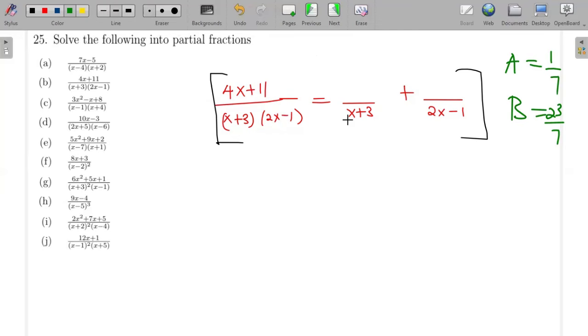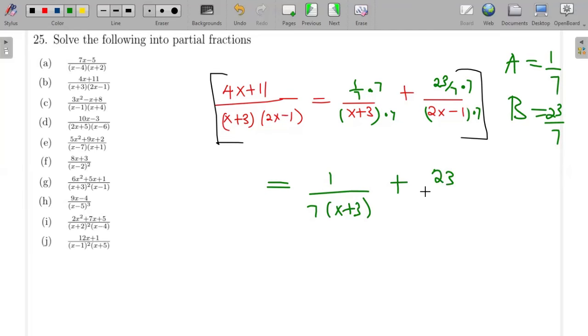So for A, x plus 3 there, it is over A. A is 1 over 7. Then for this one, it's 23 over 7. So you don't leave the fractions there. I multiply this by 7, I multiply again the denominator by 7. Multiply this by 7, I multiply again the denominator by 7. So my final answer will be 1 divided by 7, x plus 3. And then plus, on the other side, 23 over 7, 2x minus 1.